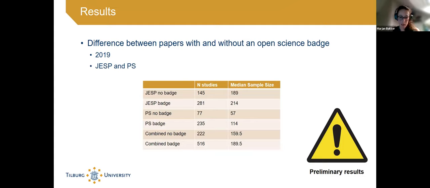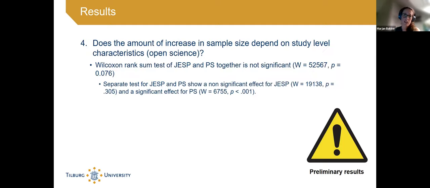And then we also wanted to look at the difference between papers with and without open science badges. And therefore, we can only look at papers from 2019 and only from Journal of Experimental Social Psychology and Psychological Science, because they award these badges. And if we combine those two journals, then we see that the median sample size of the papers that have no badge is 160, and for the ones with a badge, it's 190. So it is a little bit higher. However, if we test that with a Wilcoxon rank sum test, then it's not significant.